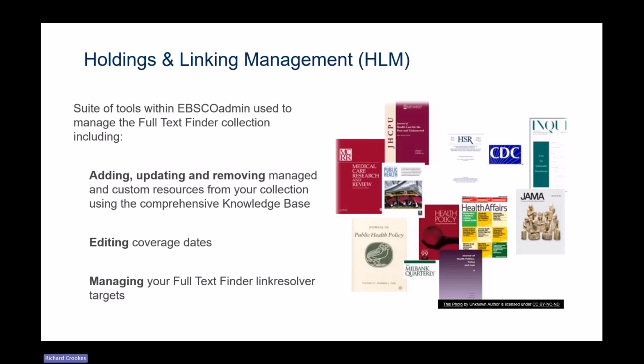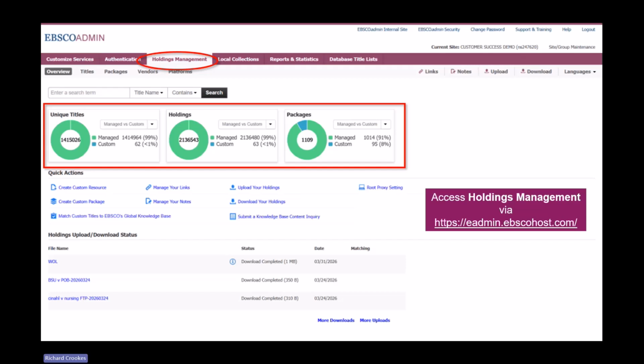So here you can add, update, remove, manage, and custom resources. I'll say more about the difference between the two shortly. So that means you can add those resources or remove them from your collection using the knowledge base. You can also edit coverage dates as well to reflect your actual holdings. So you may need to edit those from time to time, and also manage your Vortex Finder link resolver targets. So where the link resolver Vortex Finder is going to go to direct users to the appropriate full text article, etc. So this is the dashboard. This is one for our demonstration site, and we'll go there live shortly. But again, if you've got access to Holdings Management, you will see the tab across the top toolbar.